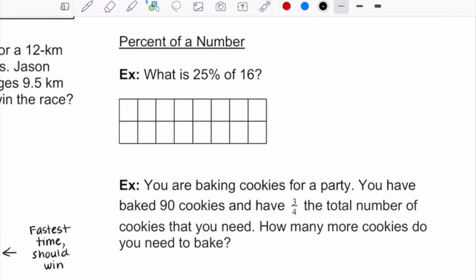All right, so this next one is a different topic. It asks you to figure out percent of a number. What is 25% of 16? So it helps you to start by recognizing that 25% is the same as 1/4. And again, there's a couple different ways you can go about this.